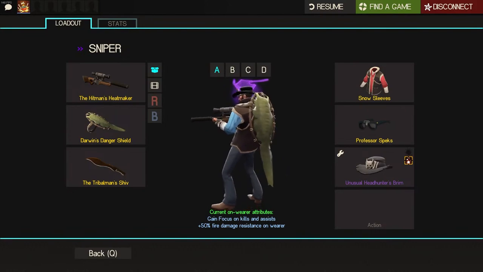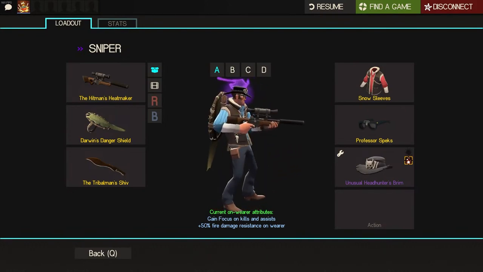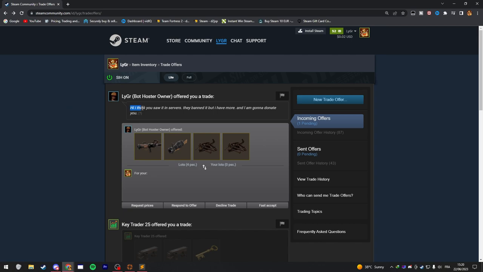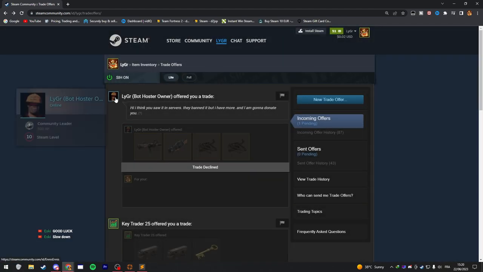Bro, this effect is not bad at all. What the fuck? What the fuck is this? You will send me one key. Otherwise, we will copy your account with bots and names and channel chat spam. Contact me. What? I think you saw it in server. They banned it, but I have more. And I'm gonna donate you. I'm not accepting anything. If I accept anything, he's gonna link that account to mine. So, no. Thank you.